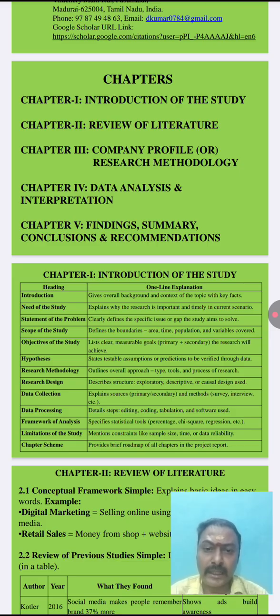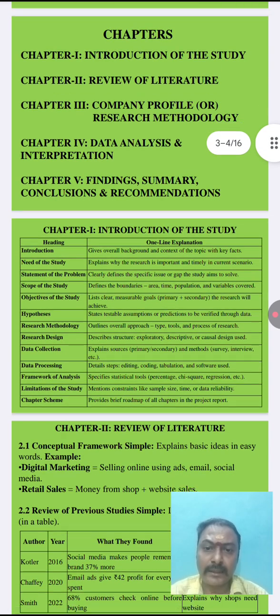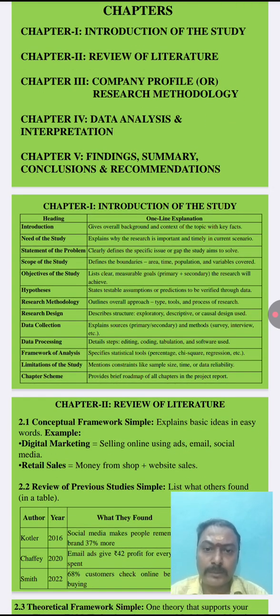Data processing. The detailed steps, such as editing, coding, tabulation and the software used, will be mentioned. Framework of analysis: the specific statistical tools used, such as percentages, chi-square, ANOVA, regression, and whether parametric or non-parametric tools are used, will be mentioned. Limitation of the study will mention constraints like sample size, time or data reliability. Chapter scheme mentions chapters 1 to 5; some guides give chapters 1 to 7 also, and that will be mentioned.